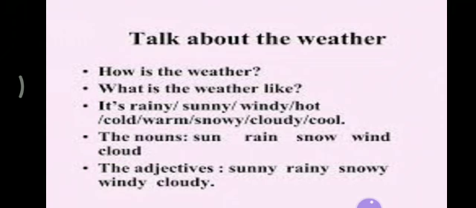Okay, students, talk about the weather. How is the weather? What's the weather like? It's rainy, sunny, windy, hot, cold, warm, snowy, cloudy, cool. The nouns: sun, rain, snow, wind, cloud. The adjectives: sunny, rainy, snowy, windy, cloudy. Do you understand? Yes.